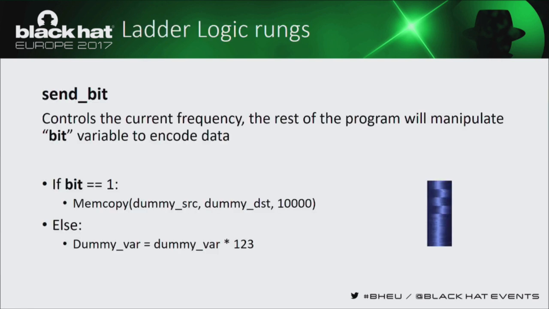Let's dive a little bit deeper. The most basic part is the send bit part. Assume you have some kind of parameter called bit, and in case you want to send a one, we perform the memcopy trick we saw previously. This creates this pattern where the frequencies shift. If it's a zero, we just perform some calculations, it doesn't matter what. And this just leaves the frequencies at their usual place.